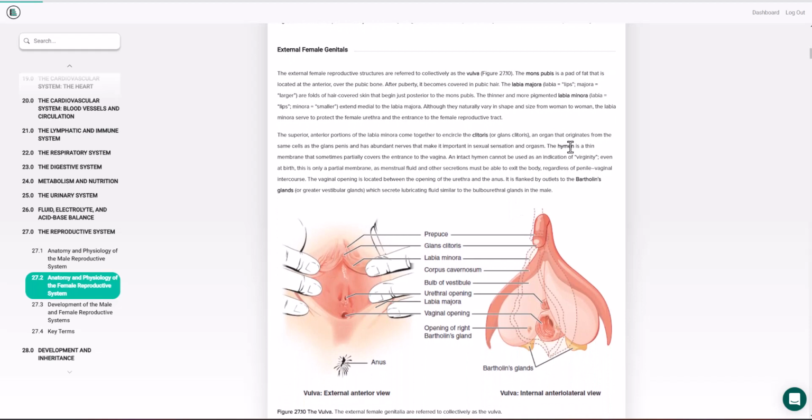The hymen, you may have heard of the hymen. The hymen is a very thin membrane that partially covers the entrance to the vagina. It had previously been thought that an intact hymen was evidence of virginity, or the other way around, that a broken hymen was evidence that a girl had been abused or had sexual contact. That is not necessarily true. That hymen can break regardless if there's been any sort of penetration.